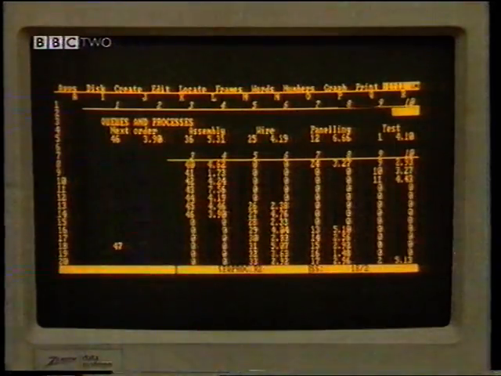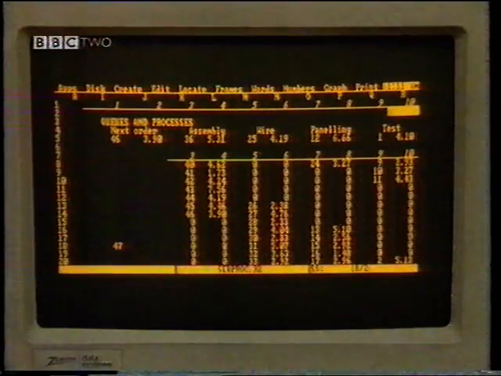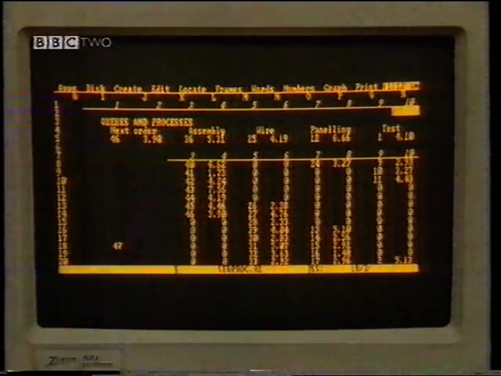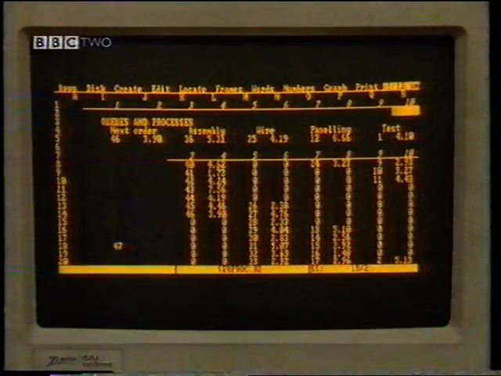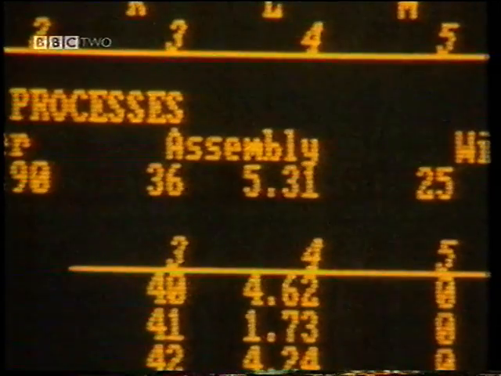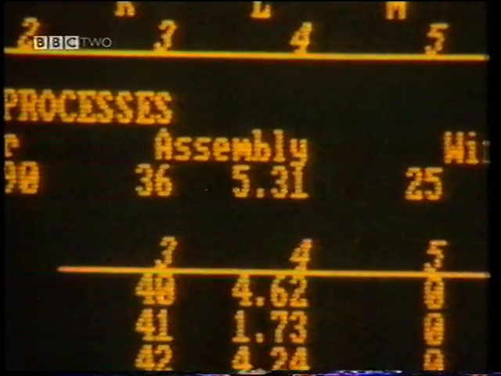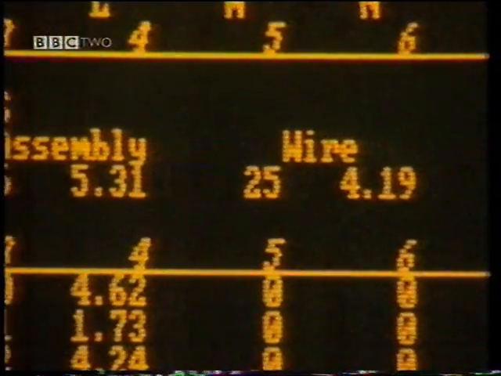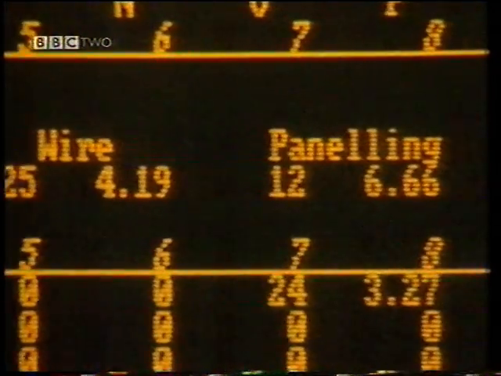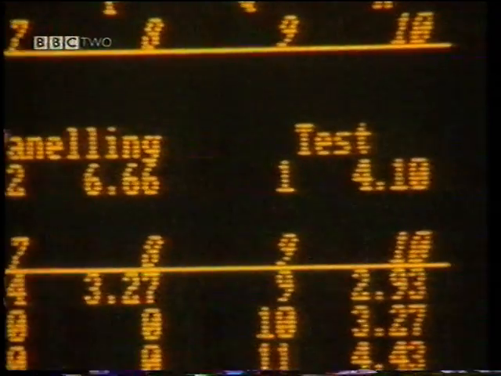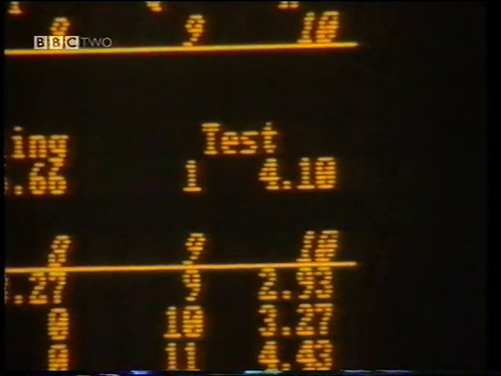Now on the screen we can see 4 separate pairs of columns. These correspond to the queues of work in the factory. We've selected as the important points in sequential processing, first of all assembly, and then wiring, paneling, and finally test. And of course each of these columns refers to the actual processes, and the columns are the queues.